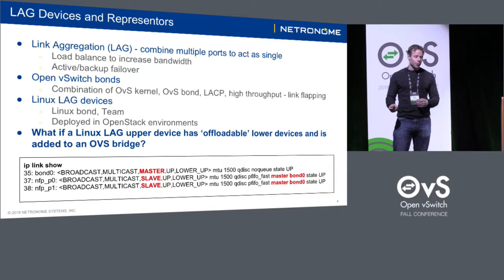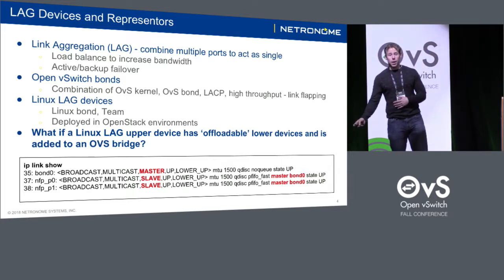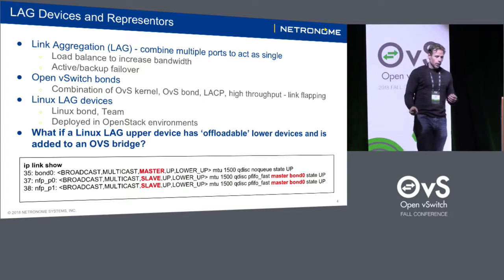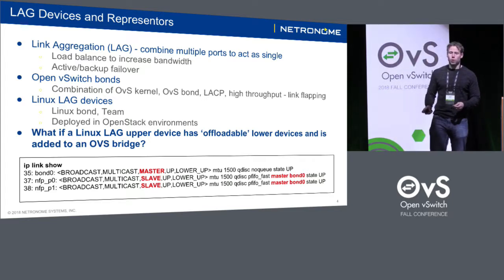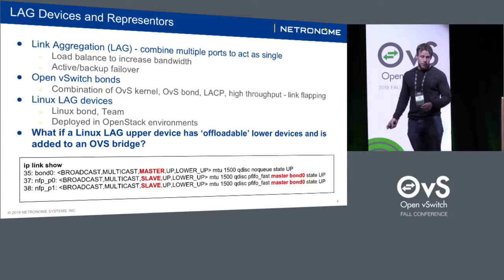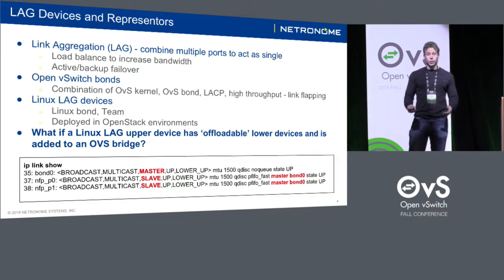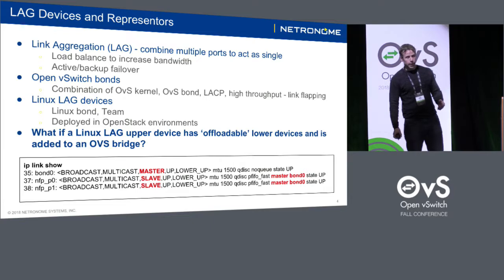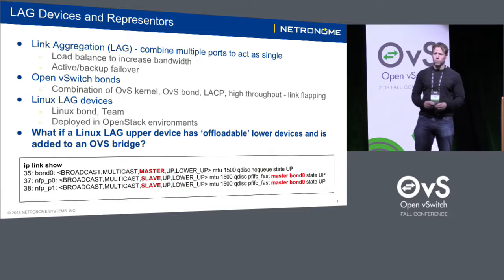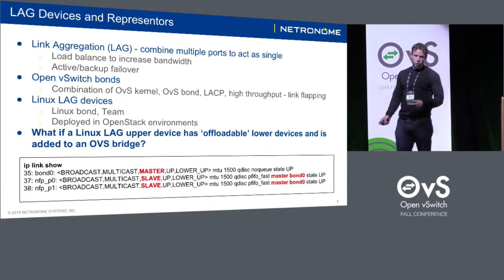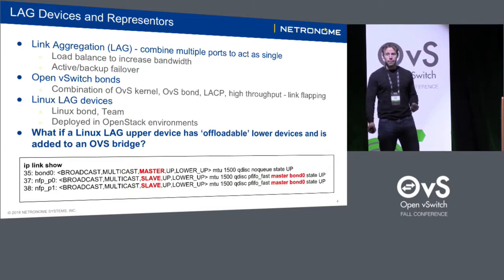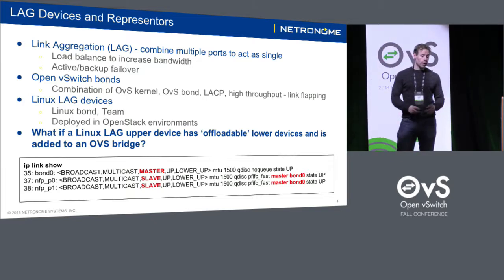So effectively, to offload here, we simply want to take these datapath rules, package them up, and write them to our card. There are some issues with using OVS bonds in certain circumstances that have been reported by some of the OpenStack guys, where if you use a combination of OVS kernel, OVS bonds, LACP, and you have high throughput, there may be some link flapping reported. So some deployments of OpenStack choose to use Linux lag devices here.